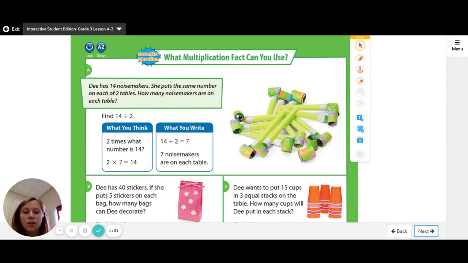On our next page, we're going to look at a couple of examples. So D has 14 noisemakers. She puts the same number in each of 2 tables. How many noisemakers are on each table? So they want us to figure out 14 divided by 2. So we can think about 2 times what is 14? I know 2 times 7 is 14. So 14 divided by 2 would be 7. 7 noisemakers on each table.